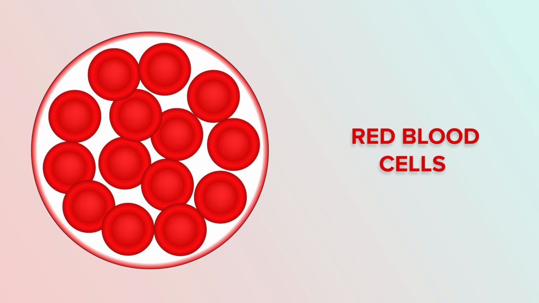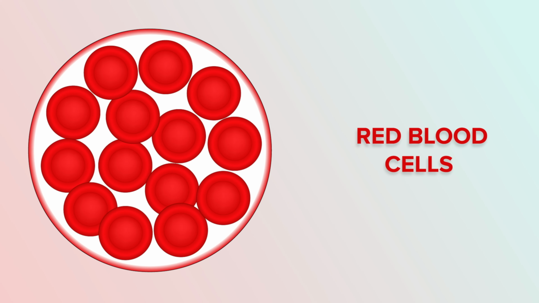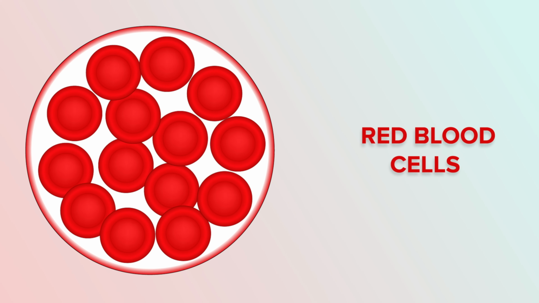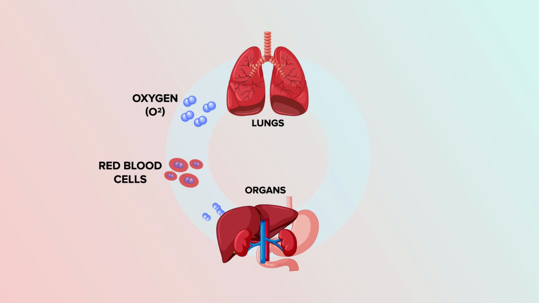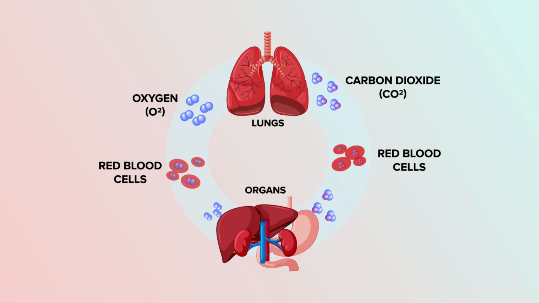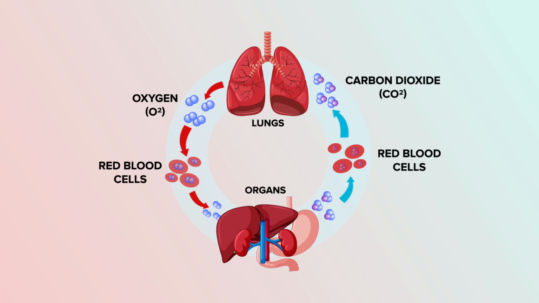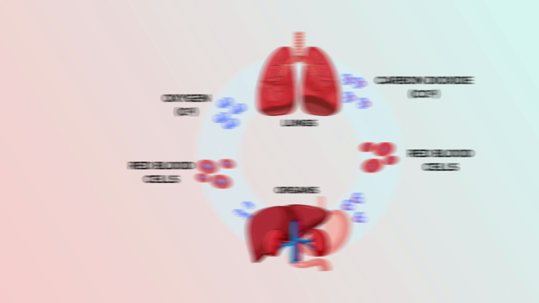secreted. RBCs, or red blood cells, are donut-shaped cells made by the bone marrow that help transport oxygen and nutrients to different organs and return carbon dioxide back to the lungs.